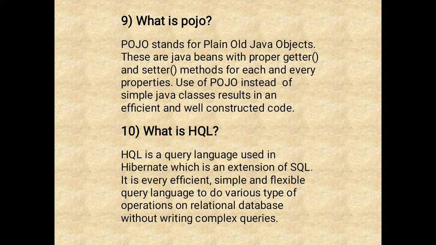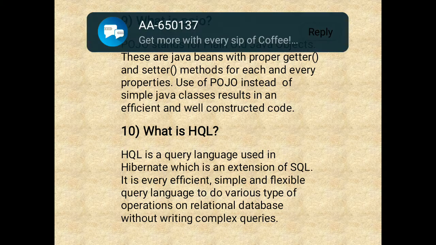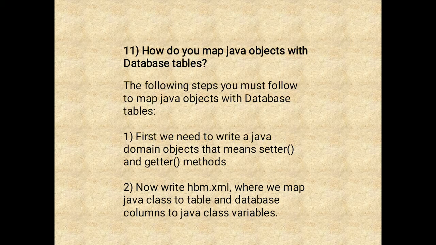And what is HQL? HQL is a query language used in Hibernate which is an extension of SQL. It is a very efficient, simple and flexible query language to do various types of operations on relational database without writing complex queries.